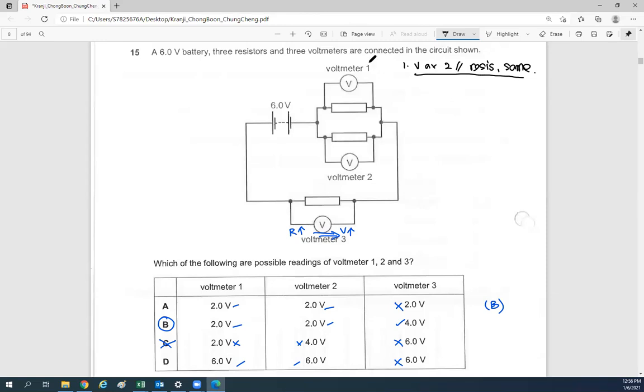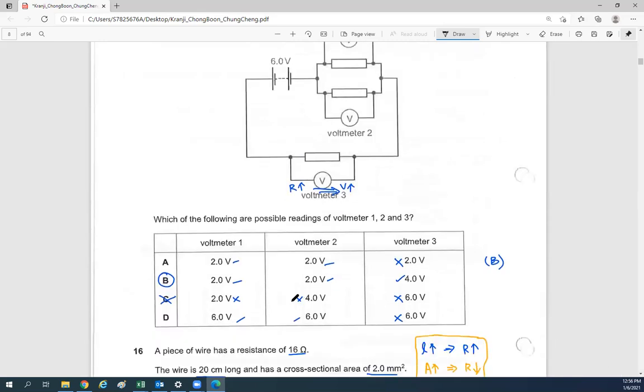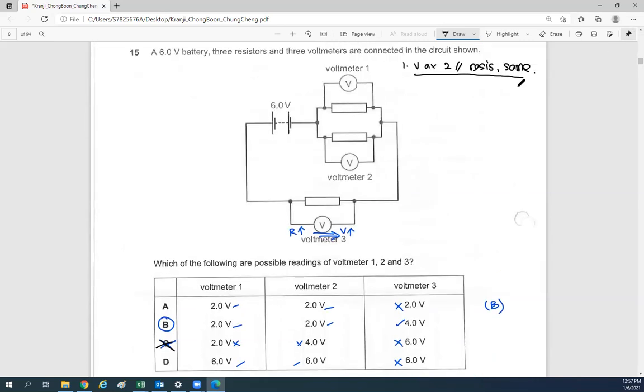Okay, so now voltmeter 1 and voltmeter 2 must be the same. Therefore I eliminated option C because for voltmeter 1 and voltmeter 2, the options are different. So they must be the same. This and this must be the same. So option C is out. Now let's look at the next information that will help us solve this question.